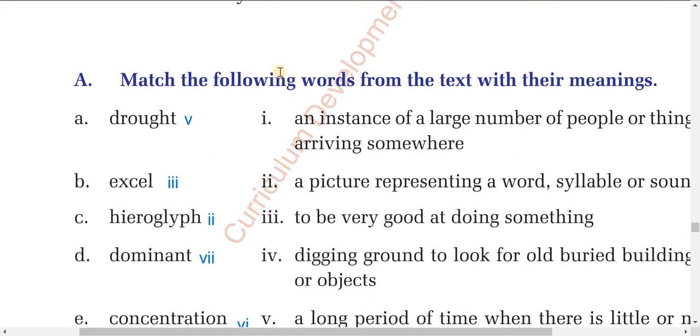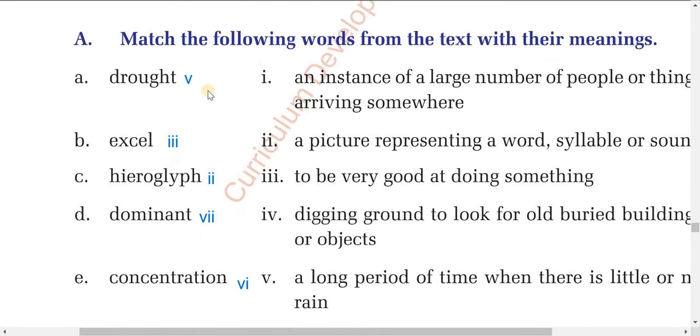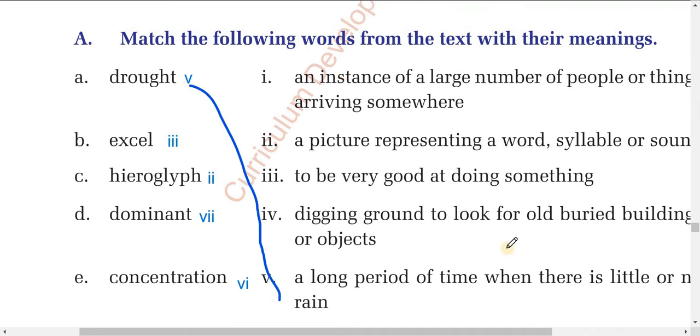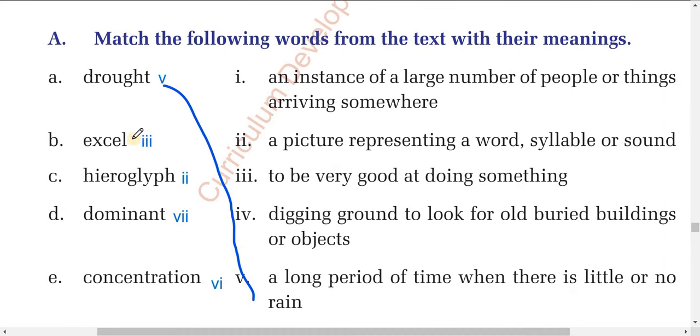Okay, dear students, I think you have understood the text, and if you have any confusion, you can write to me. So here, match the following words from the text with their meanings. Drought means a long period of time when there is little or no rain. So here, drought means V. This is called drought.